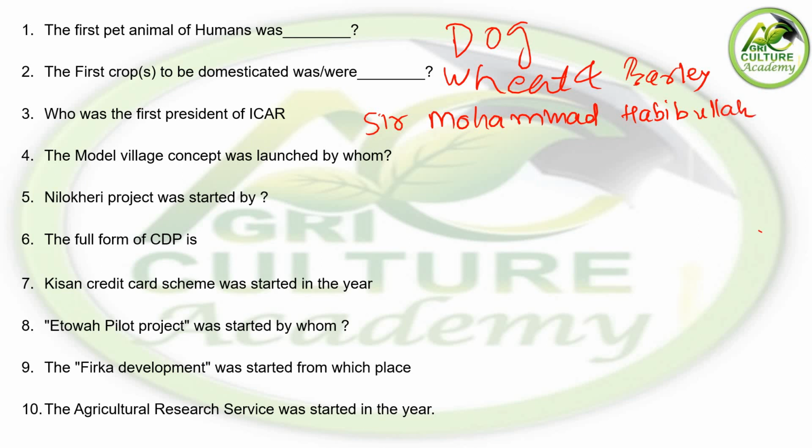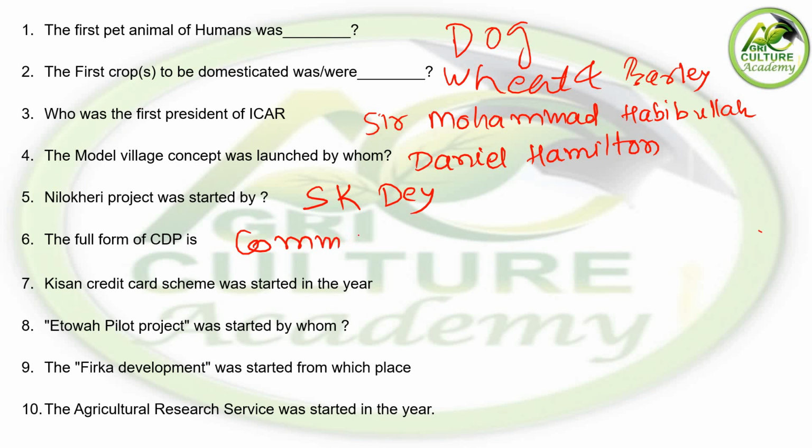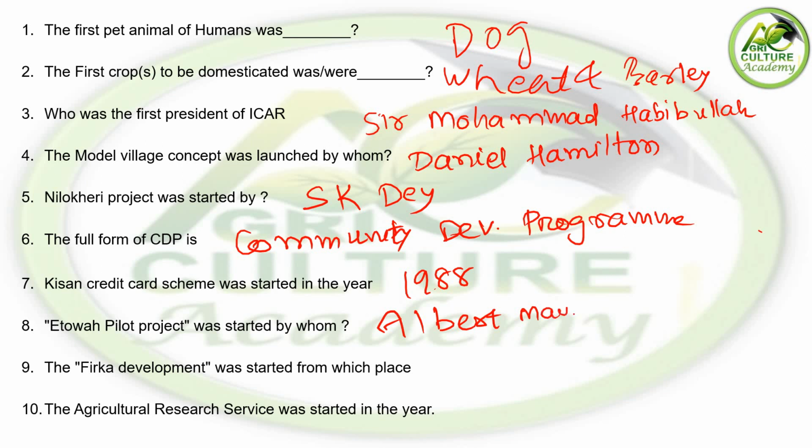Then model village concept was launched by whom? Daniel Hamilton. Then Nilokheri project was started by S.K. Dey. Full form of CDP, Community Development Program. Kisan Credit Card Scheme started in the year 1988. It was a pilot project started by Albert Mayer. Then Firka development started in which place? Madras. The Agricultural Research Service started in the year 1973.